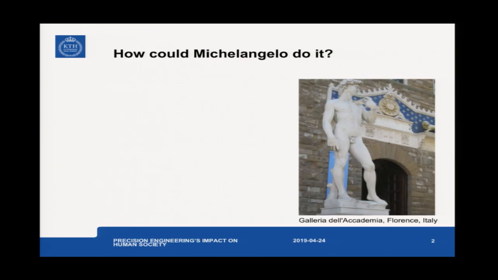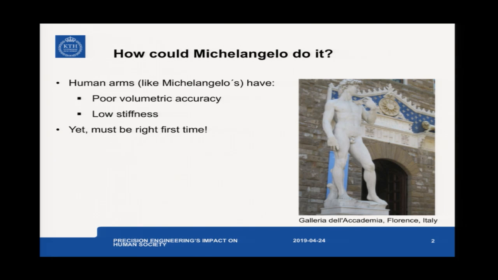First, I would like to ask you, how could Michelangelo do this figure, or this statue? The statue of David, it can be seen in Florence. When he made it around 500 years ago, he had poor volumetric accuracy and low stiffness. And those are things that we today take for granted when we do precision things. As you see, the figure is quite impressive. It's around 5 meters tall and has small features around 1.5 millimeters. So the dynamic range is 20,000 to 1, and he could do this 500 years ago.